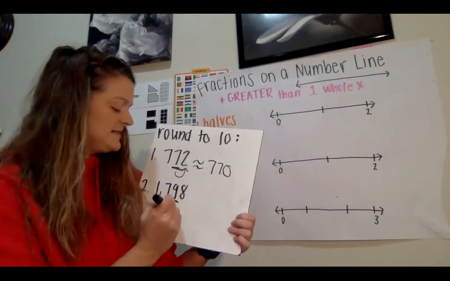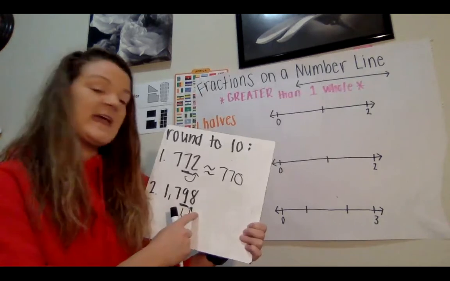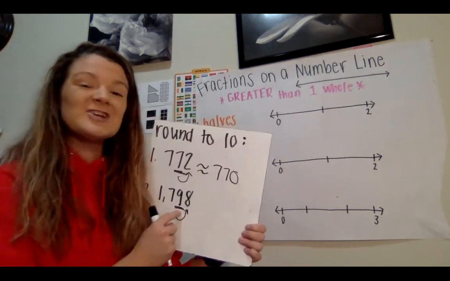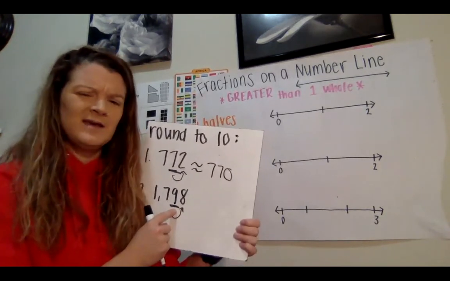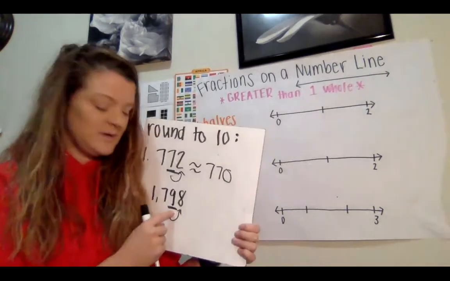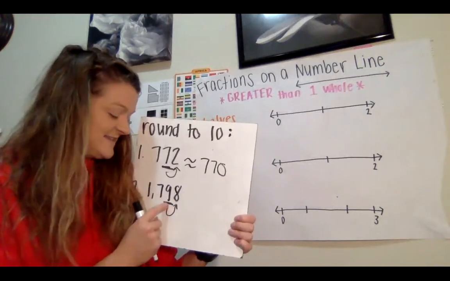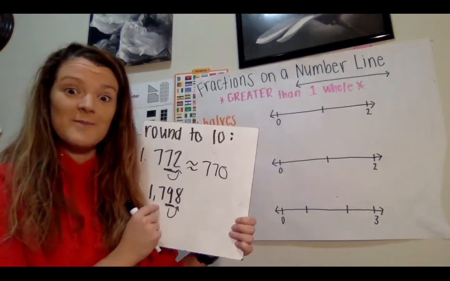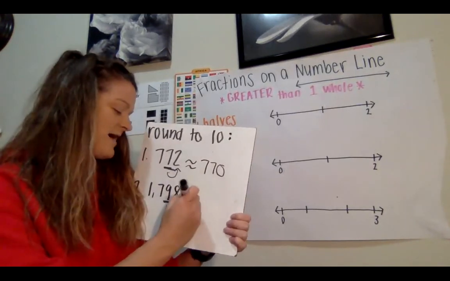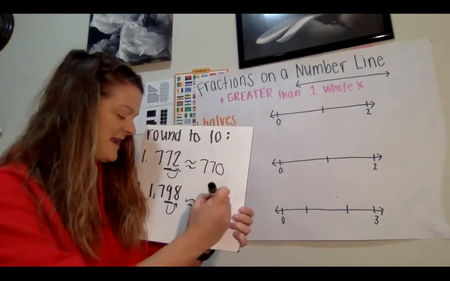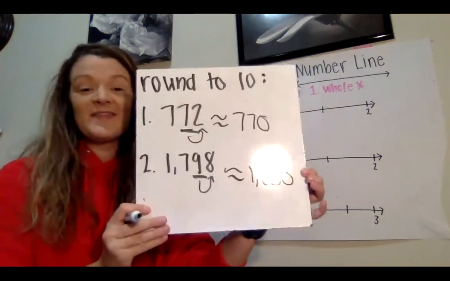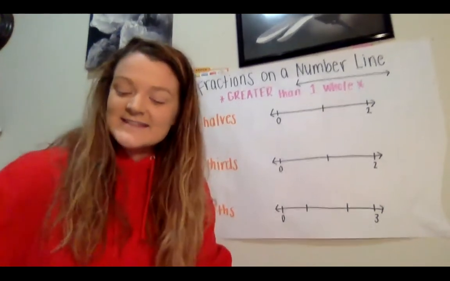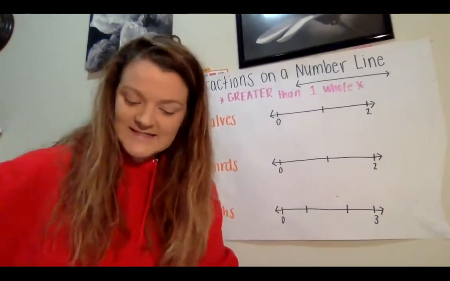Then my next one, 1,798. I'm looking at my tens. I go next door. This 8 tells me to raise the score. So that means my 9 would actually bump up to a 10, but I can't have a 10 in the tens place. So that means this 9 is going to become a 0, and the hundreds place is going to become an 8. So it would round to 1,800. That one is a little bit of a tricky one. I just wanted to see how we would do. Let's go ahead and jump into our lesson for today.